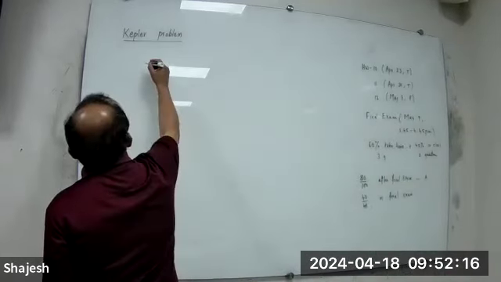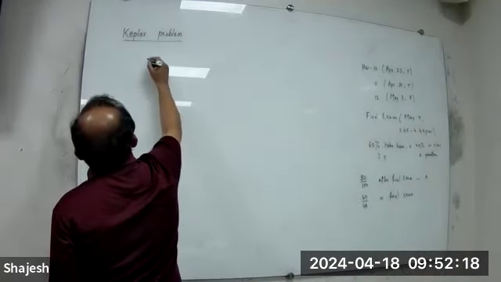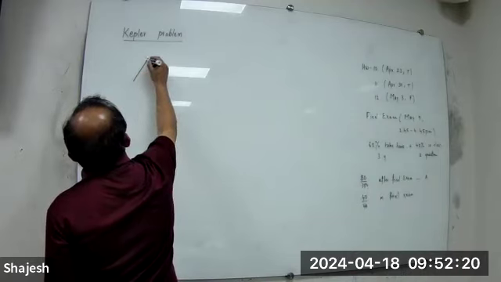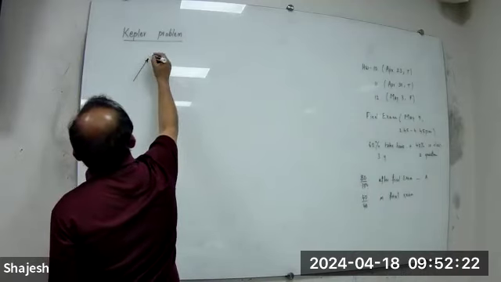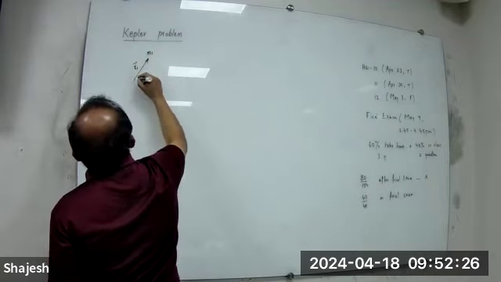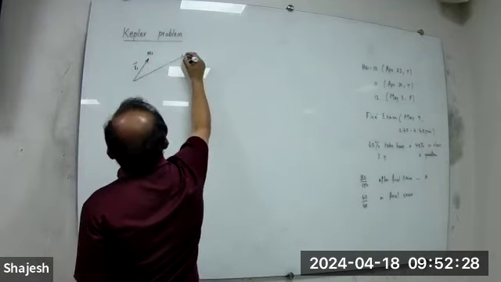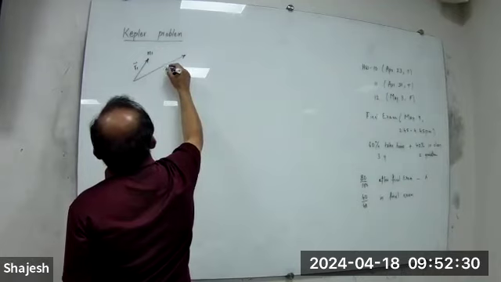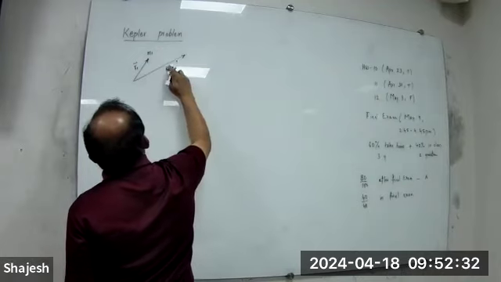So think of two objects. Let's say this is the mass m1, this could be the sun, and it has a position r1, and there is another object m2, which has position r2.